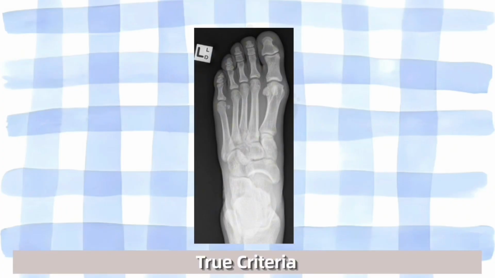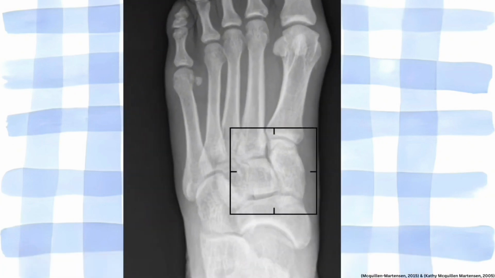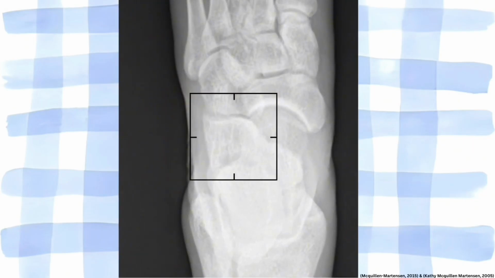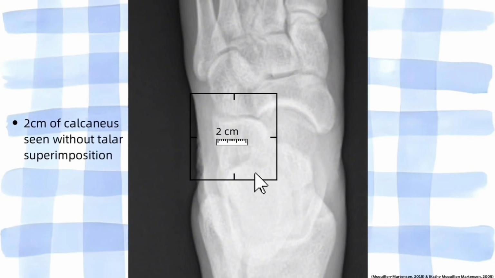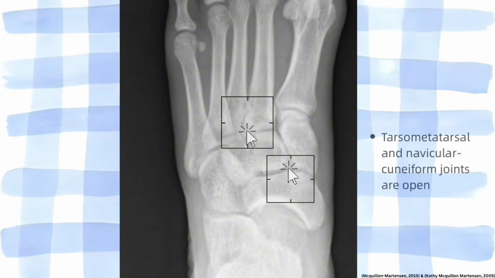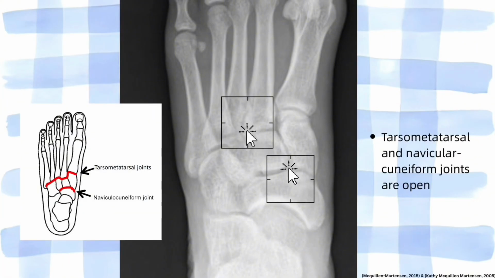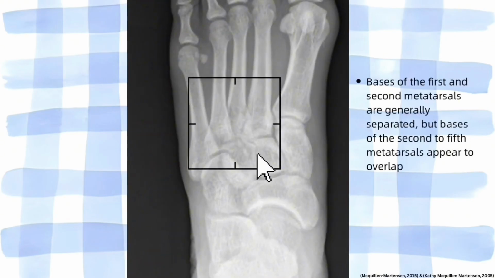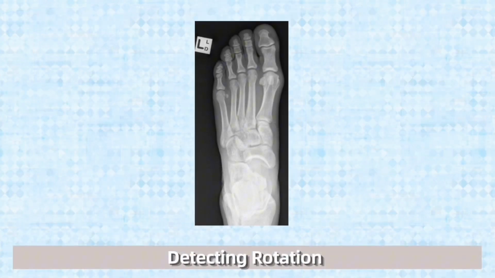Next, I will introduce the criteria used to evaluate whether the foot AP projection is correctly positioned. First criteria for true AP projection is the joint space between medial and intermediate cuneiforms is open. Next, 2 cm of calcaneus is seen without talar superimposition. Then, tarsometatarsal and navicular cuneiform joints are open. And lastly, bases of the first and second metatarsals are generally separated, but bases of the second to fifth metatarsals appear to overlap. Moving on, I will explain how to detect rotation.